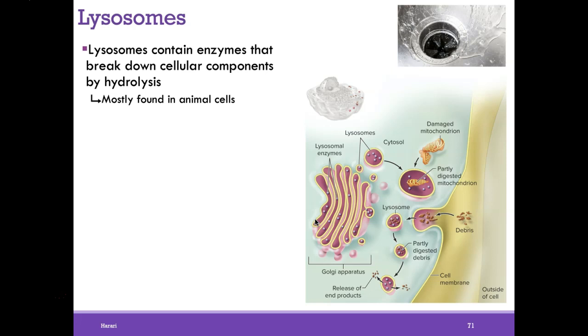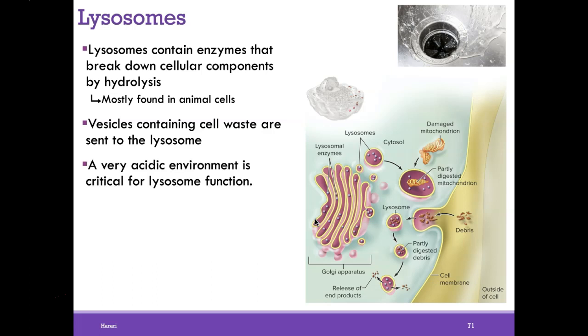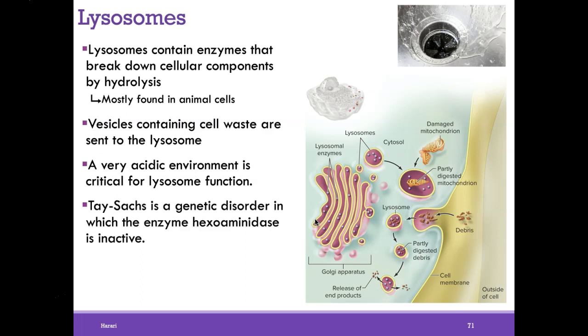Lysosomes contain enzymes that break down cellular components by hydrolysis. So a lysosome is like a packaged garbage disposal. And there are 50 different lysosomal enzymes that have been identified that break down proteins, nucleic acids, carbohydrates, and other phospholipids. So vesicles containing cell waste are sent to the lysosome, which then digests and disposes of those materials. And a very acidic environment is required, so a very low pH is critical for the lysosome to work.